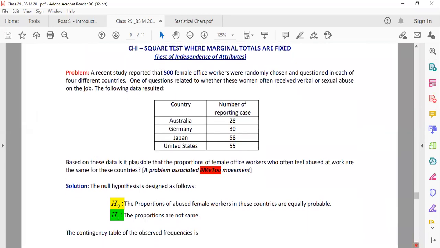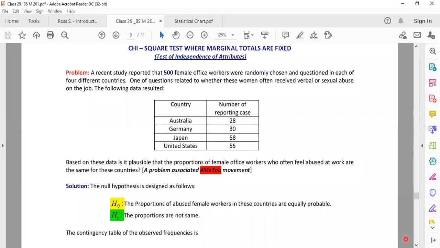Now we will set the null hypothesis first of all as follows. In the null hypothesis, we will write that the proportions of abused female workers in these countries are equally probable. The null hypothesis is the hypothesis of no difference, so we always use the equality symbol in the null hypothesis. That means in these countries the reported cases are equally probable, against the alternative hypothesis that they are not.